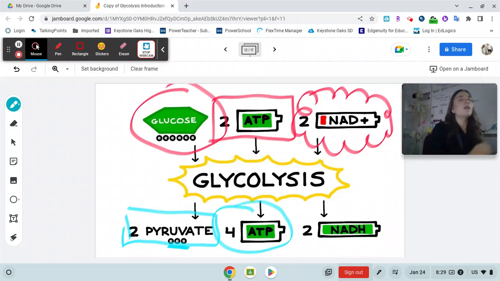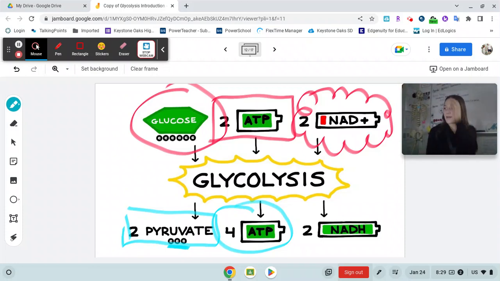Now, wait a minute. Jessie told me I only net 2 ATP. Is she wrong? No, she's not wrong. Why, if she just said I'm going to make 4 energy molecules, am I actually only getting 2? Look at that math, right? 2 goes in, 4 comes out. Ready? 4 minus 2.